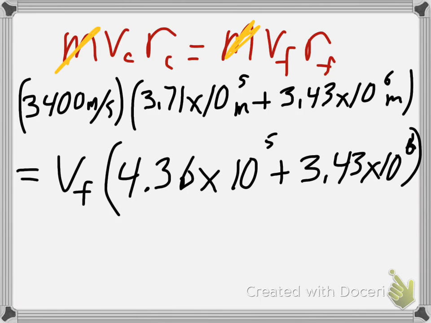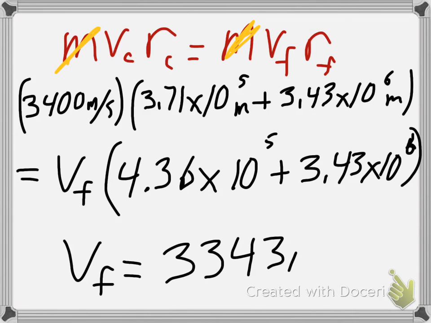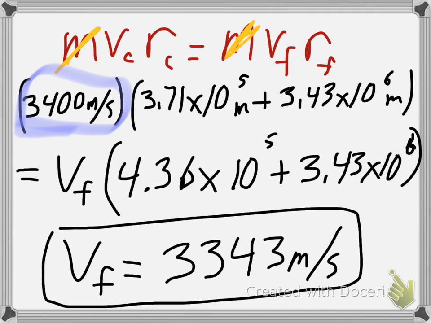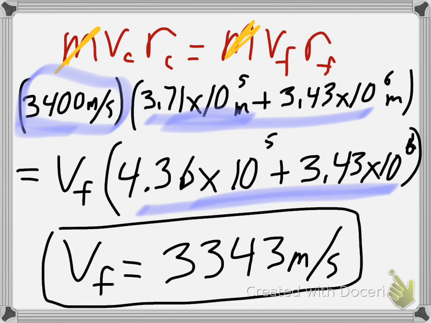And then we can do this math in the calculator, you can work it out. But we'll find a new velocity, which is 3,400, excuse me, not 400, 3,343 meters per second, which is really close to our original velocity. But the radius here and the radius here are pretty close. This is just a slight elliptical orbit.